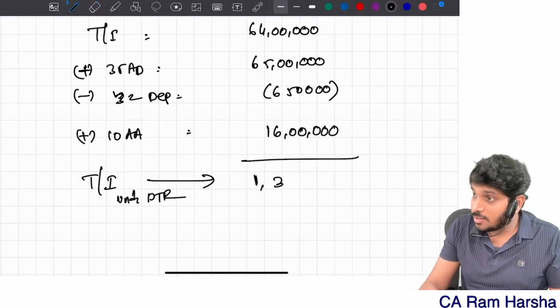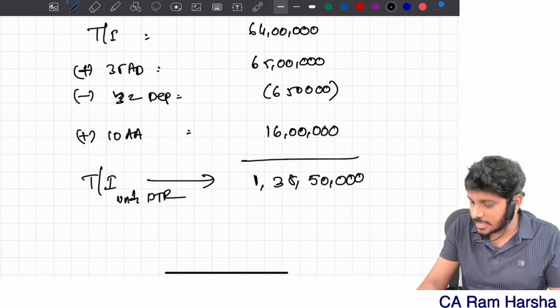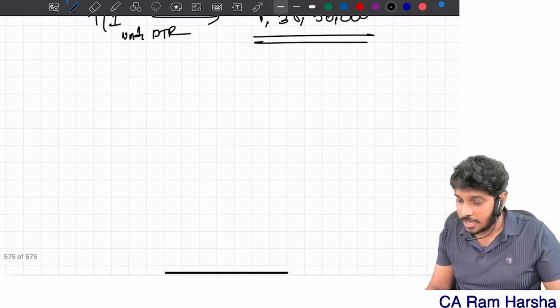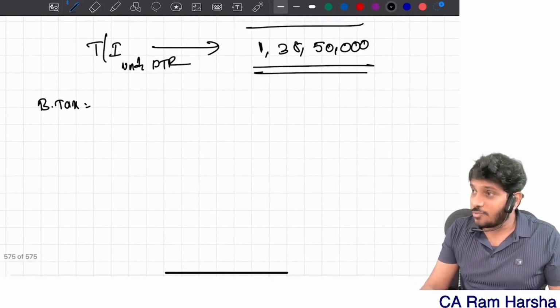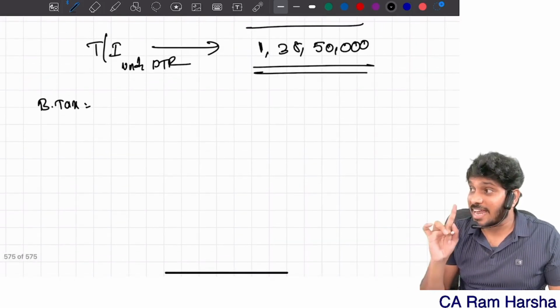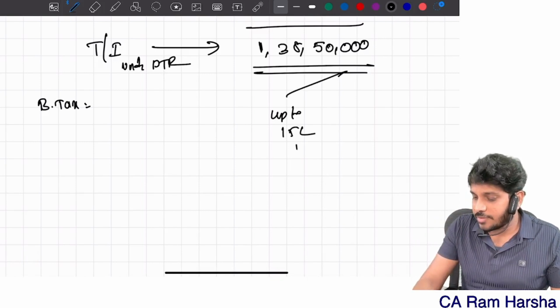1 crore 38 lakh 50,000. Correct? Everybody, now compute basic tax on this. We know very well, up to 15 lakh the tax is 1 lakh 40,000. Correct? Up to 15 lakh liability.